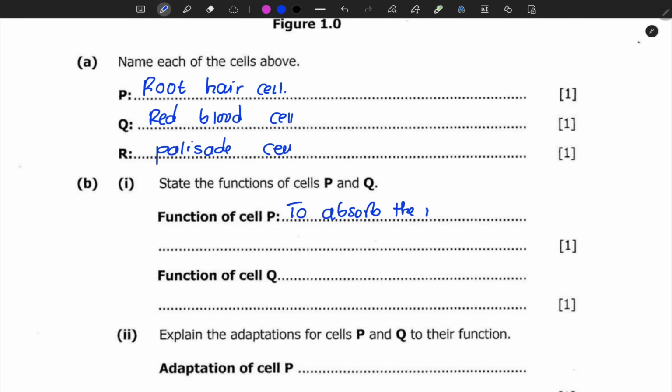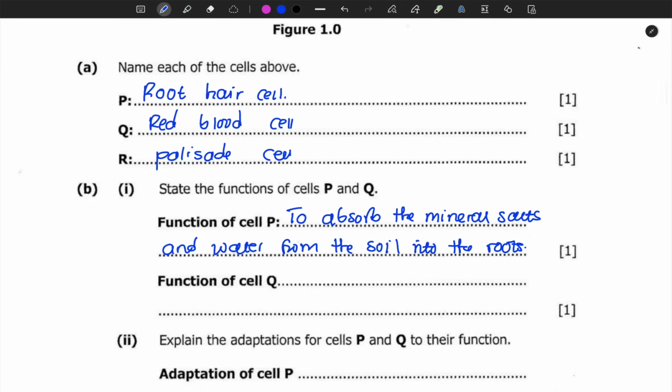So to absorb the mineral salts and water from the soil into the roots. Then when these materials are absorbed, they need to be transported by the xylem to the leaves to do what? So that photosynthesis may take place. And we know the importance of photosynthesis is so that food is being manufactured.